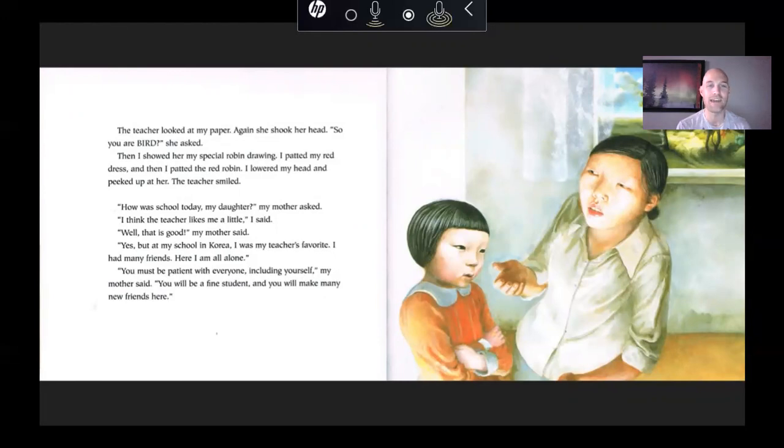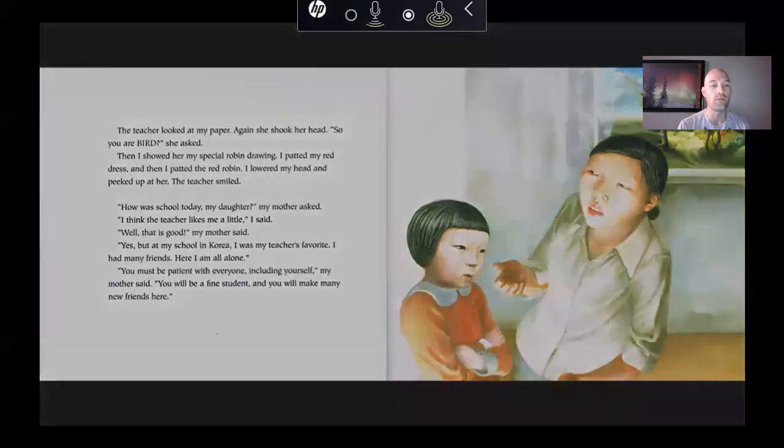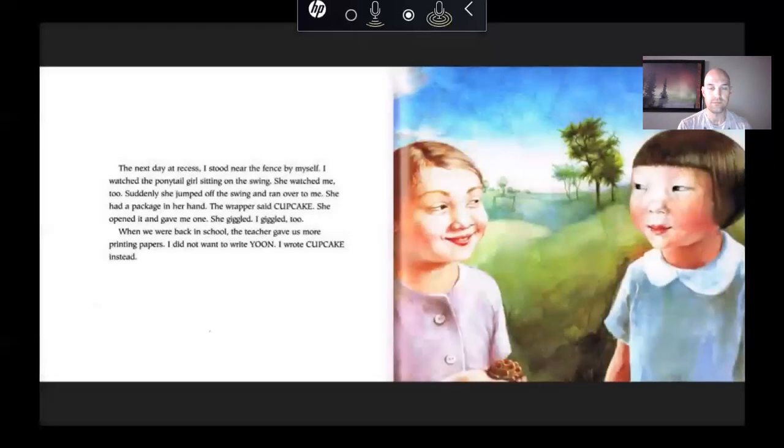The teacher smiled. "How was school today, my daughter?" my mother asked. "I think the teacher likes me a little," I said. "Well, that is good," my mother said. "Yes, but at my school in Korea, I was my teacher's favorite. I had many friends. Here, I am all alone." "You must be patient with everyone, including yourself," my mother said. "You will be a fine student, and you will make many new friends here."